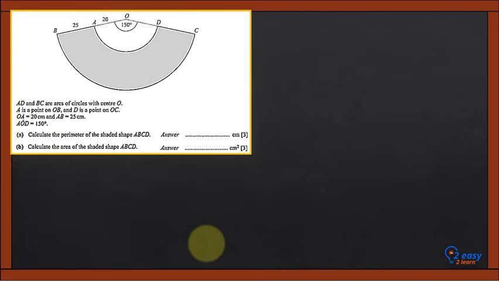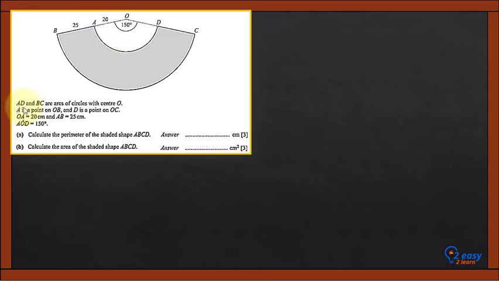Let's discuss the last question of today's lesson. Look at this diagram. This is the shaded portion. This one is the unshaded portion, the white portion. So OA is 20, AB is 25. It means that the total length OB is equal to 20 plus 25, which is 45. The central angle is 150 degrees.